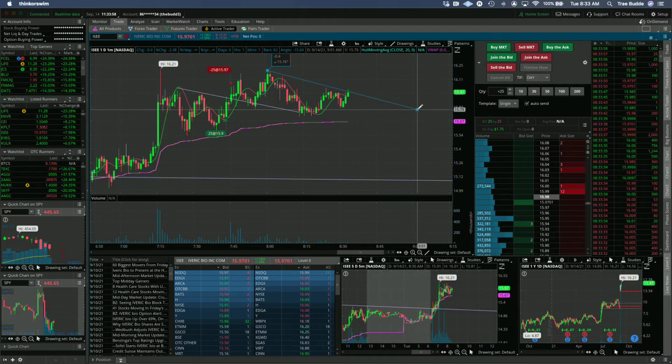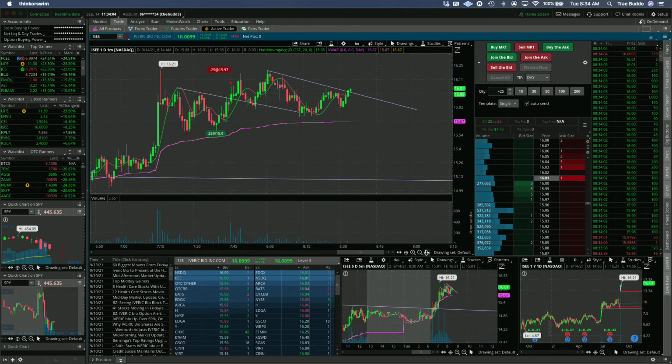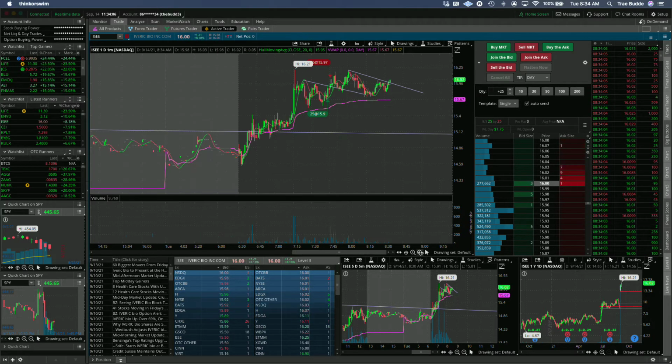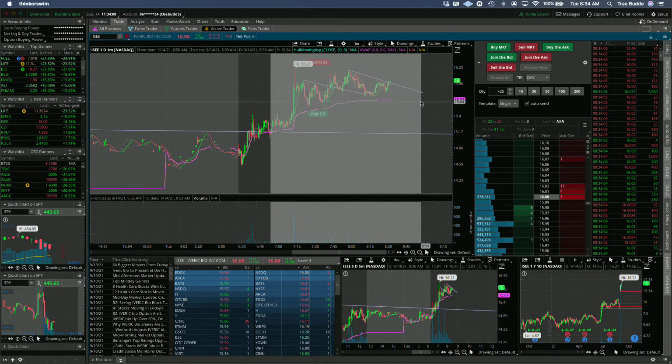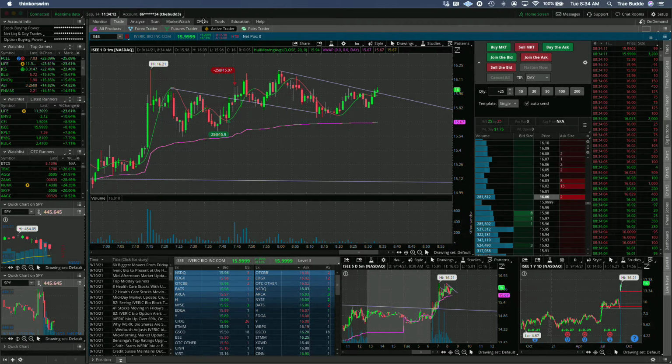Wondering if it's going to come out of this range break here, if we're going to keep steadily uptrending. Oh, look, there's the pop out of the range break. Anyway, that's all I got. I'm definitely keeping an eye on IC into the afternoon.